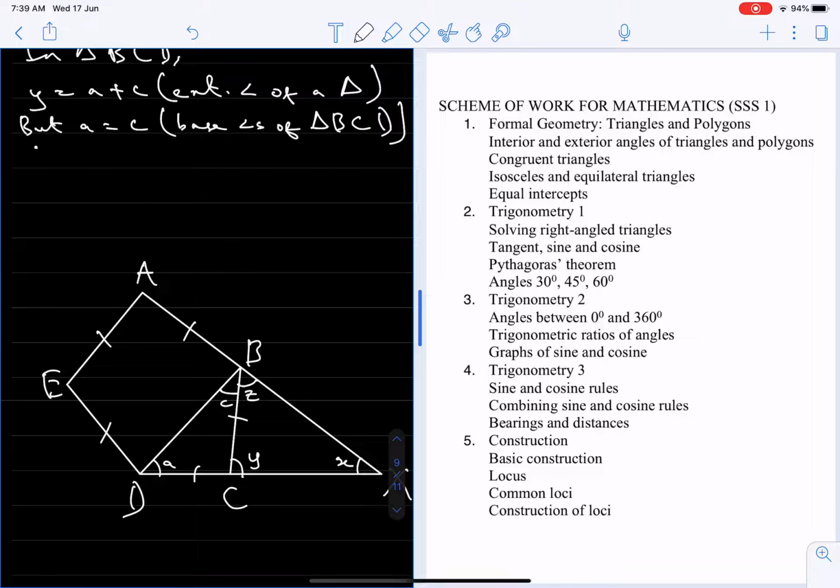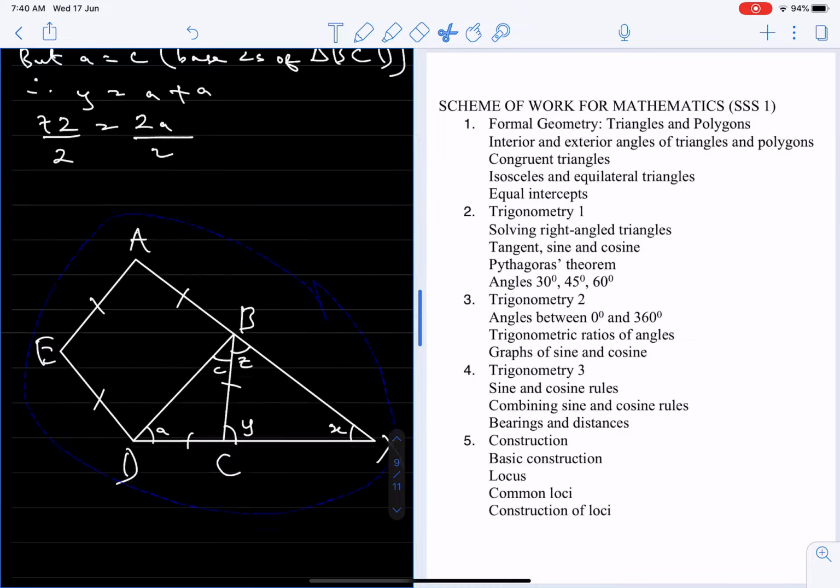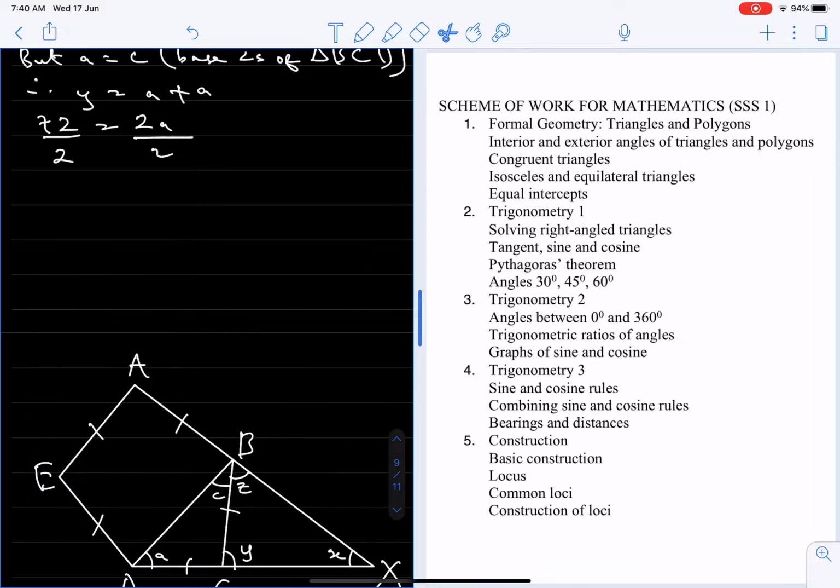So I can now say y equals A plus A. Since A is the same as C, you can write C where you're supposed to write A, or A where you're supposed to write C. But I chose to write A for C. So that means y equals A plus A. And we know that y is 72. That means 72 equals 2A. And we divide both sides by 2, which means I'm going to push my diagram further down. So that means A is equal to 36 degrees.